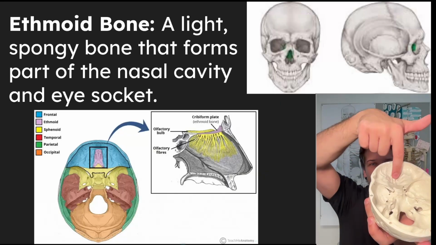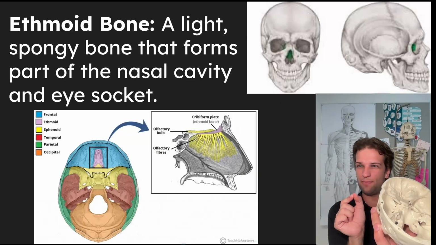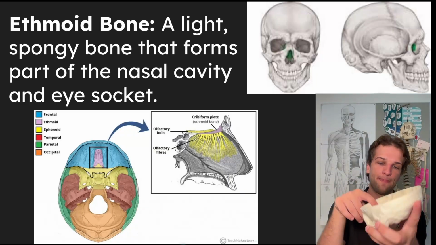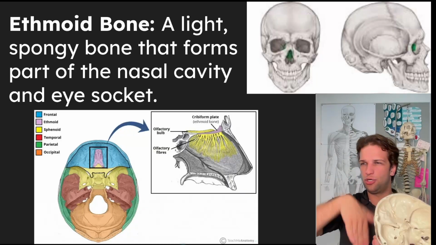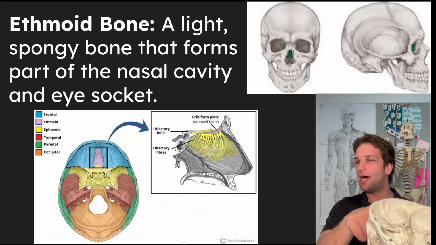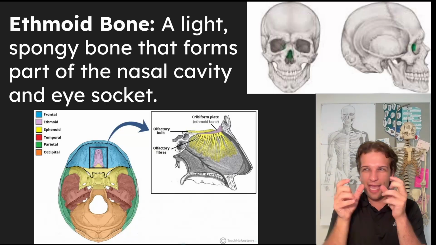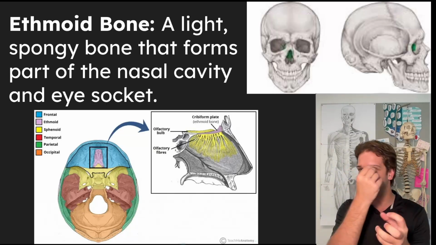It's right near the sphenoid bone. It's right kind of on top of the sphenoid bone. Or actually, it's underneath the sphenoid bone. And it helps make up part of the eye socket and the nasal cavity. Again, irregular bone to allow for tubes and things to move through it.